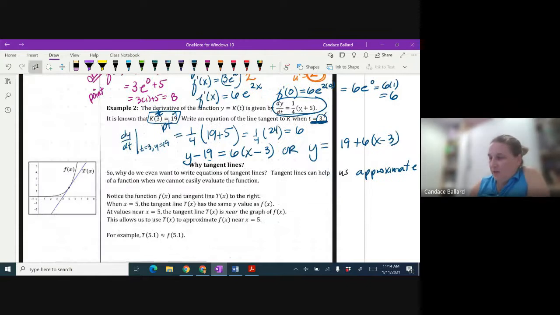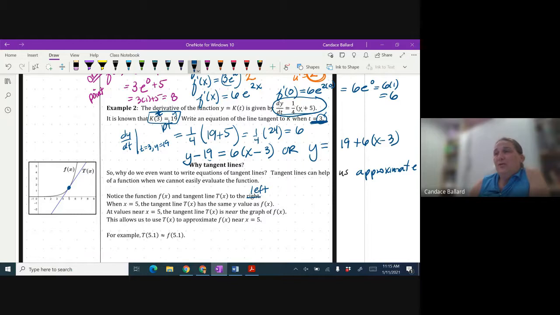All right, they gave us a picture here. So notice the function f of x and the tangent line t of x. Apparently I didn't copy and paste that well enough. When x equals 5, the tangent line t of x has the same value as f of x. So at 5, you'll notice that they have the exact same y value right there. They're crossing or intersecting. At values near x equals 5, the tangent line t of x is near the graph of f of x.